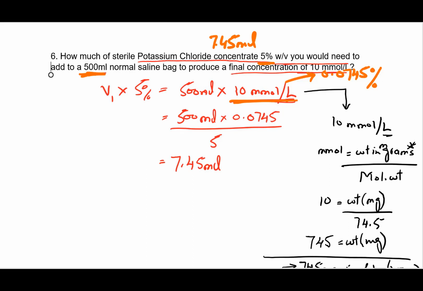Again, one thing to highlight is that when you read the question first, it's important to figure out that it can be simply solved with the C1V1 C2V2 equation, because the question is just asking how much of this 5% solution I would need to dilute to 500 mils so that it will have the concentration of this. So in this case, I was given the concentration as 10 millimoles per liter, I was given the concentration and the volume of the final solution, and I was given the concentration of the initial solution, and I was asked to find out the volume of the initial solution.